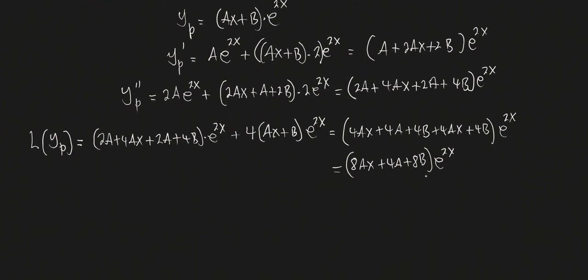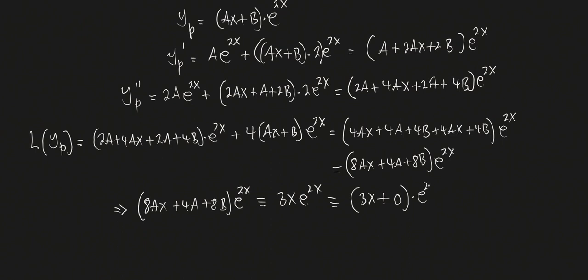So what does this tell me? Well, remember what we want our output to be. So this implies we want 8ax plus 4a plus 8b times the quantity e to the 2x. We want that to be identical to our output of 3x e to the 2x. So the only way that will work is this. Let me write this in another form. This is the same as the quantity 3x plus 0 times e to the 2x.